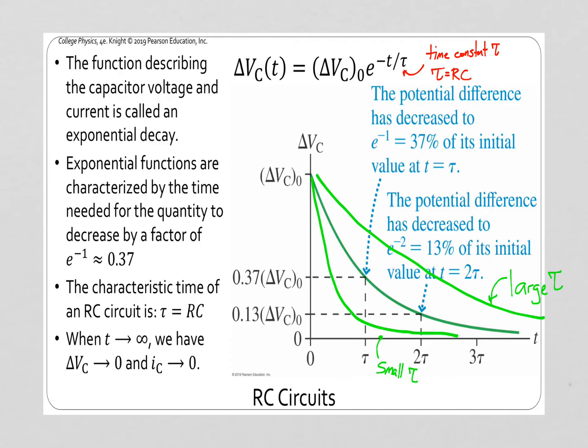Regardless of whether the time constant is small or medium or large, we notice that as t goes to infinity, the voltage and the current are both going to go to 0 because e to the negative infinity is going to be 0 no matter what.